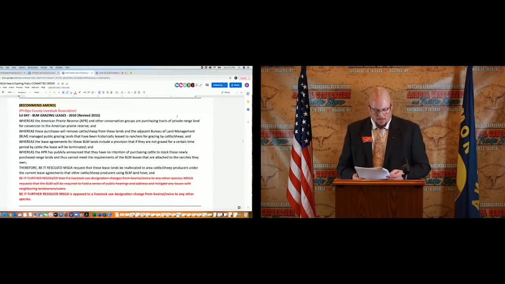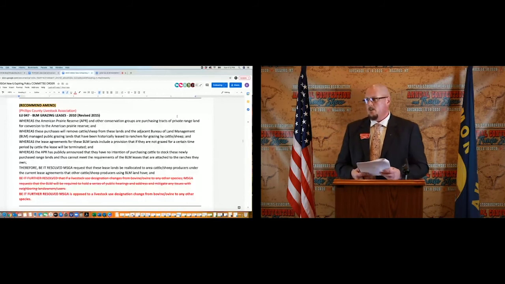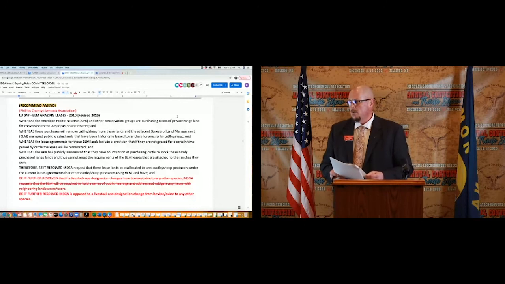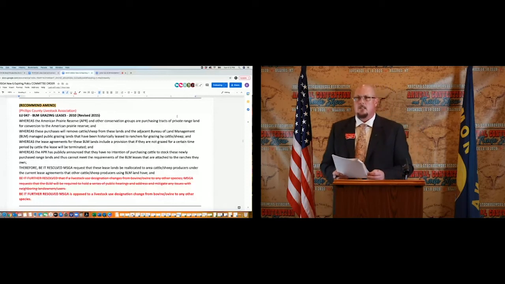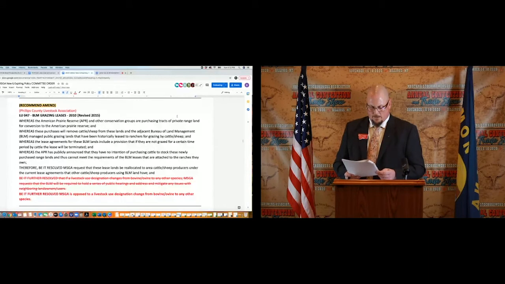Okay, let's vote on that. Please vote on LU 047, send it in your chat box. Let us know your full name and how you vote. LU 047 BLM grazing leases. Be it further resolved, MSGA is opposed to livestock use designation change from bovine ovine to any other species. Please send your votes in the chat window on LU 047 BLM grazing leases amendment. We're collecting votes. LU 047, please give us your full name and how you vote.